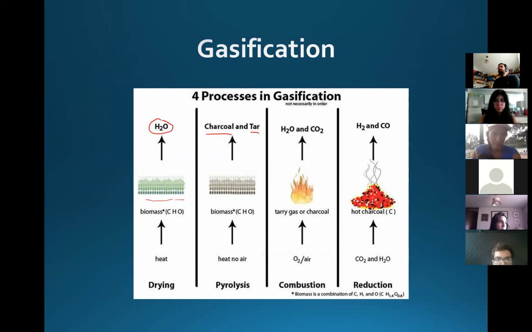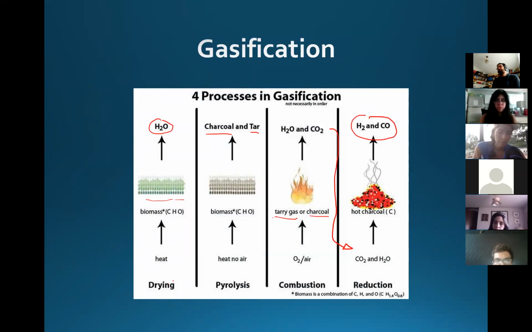Then we have the combustion, which you know almost all about. In this case, what we heat is the gases after the pyrolysis, the tarry gases or the charcoal. We heat those and we oxidize them completely to water and carbon dioxide. And in the case of the reduction, which is the reaction that we are going to seek, we take the CO2 and the water that come out of the combustion and, using less oxygen, obtain hydrogen and carbon monoxide.